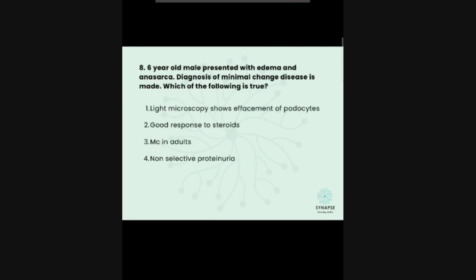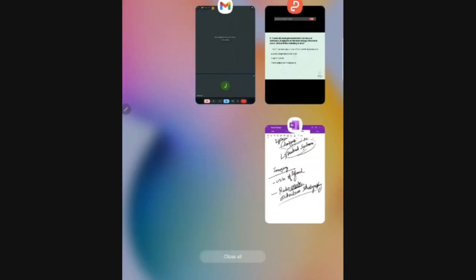That is why the nephrotic syndrome occurring in the pediatric age group, especially between 2 to 6 years, is highly treatable, because it shows good response to steroids. So more common in adults? No, wrong. It is common in children. Non-selective proteinuria? No, it is selective proteinuria, so excessive albumin is released in urine. So the correct option here is good response to steroids. We have to know a lot of facts as well.